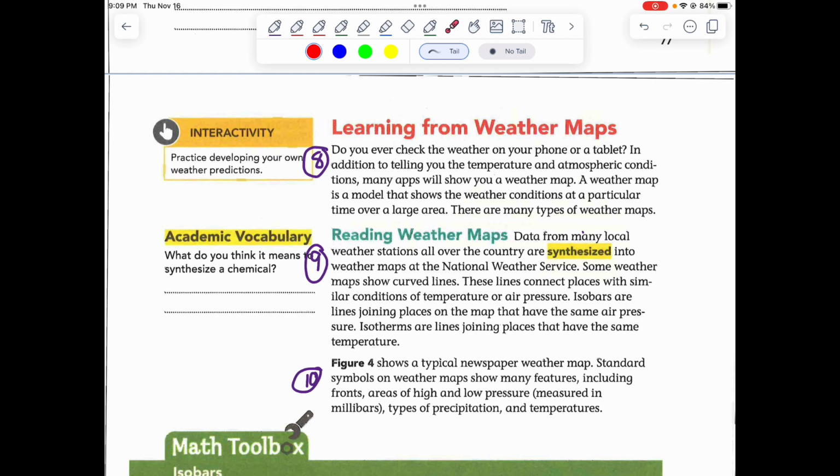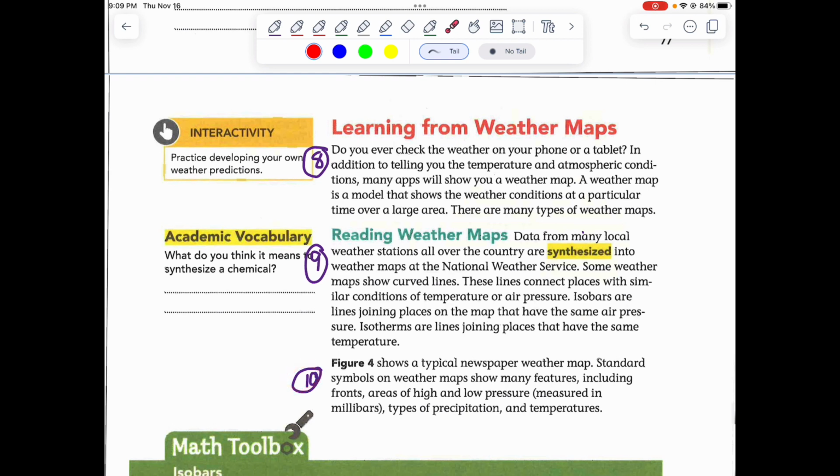Paragraph 9. Reading weather maps. Data from many local weather stations all over the country are synthesized into weather maps at the National Weather Service. Some weather maps show curved lines. These lines connect places with similar conditions of temperature or air pressure. Isobars are lines joining places on the map that have the same air pressures. Isotherms are lines joining places that have the same temperature.